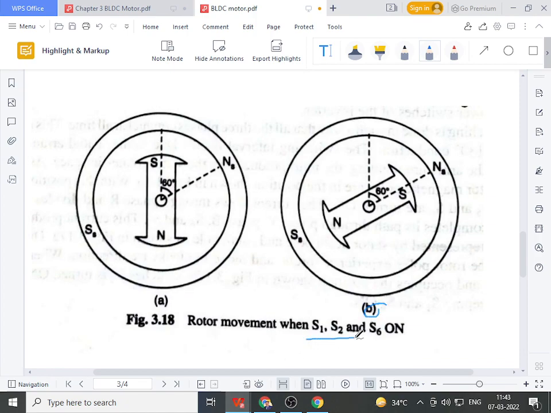So this is for S1, S2 and S6. Okay, when the rotor takes the new position as shown in figure 3.18b, again this particular position will be sensed by the rotor positioning sensors that will give it to the controller. According to that position of the rotor, now the controller will initiate the next switching sequence.